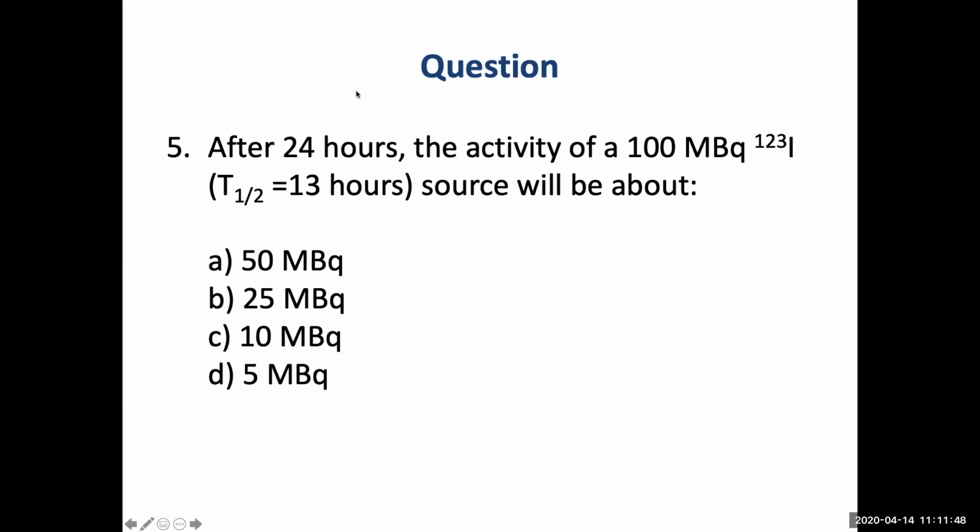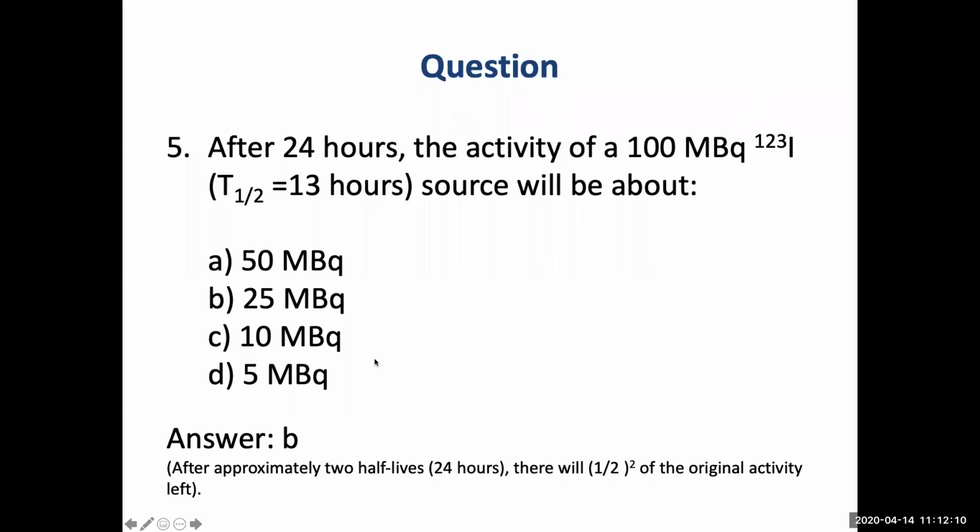Okay, let's analyze the question here. The half-life is 13 hours. So after 24 hours, we have almost 2 half-lives, 26 hours. So the first half-life, 100 becomes 50. Second half-life, 50 becomes 25. So the answer is B. It's approximately 25 megabecquerel. In this way, we can give an estimation of how many half-lives there are.